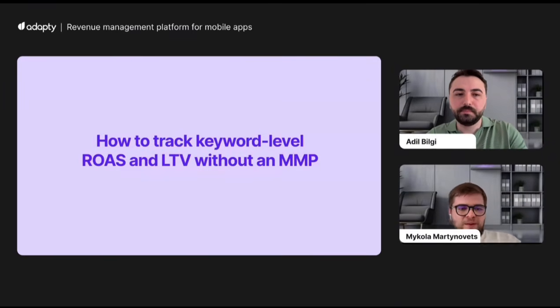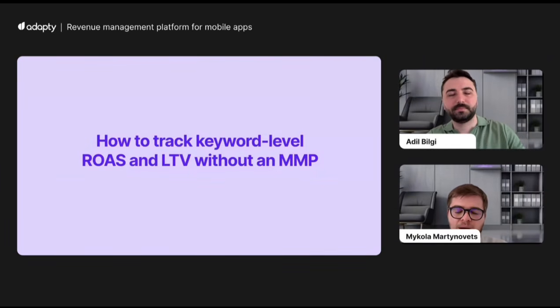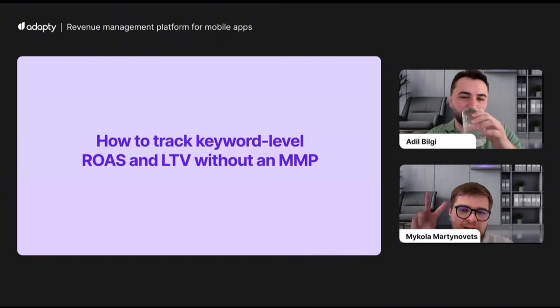Yeah, totally agree, Adil. You should do as much different testing as possible for your product page, for your app icon. Try even changing the keywords that you highlight on the screenshot, and you will see the results. That's it. Let's go next.